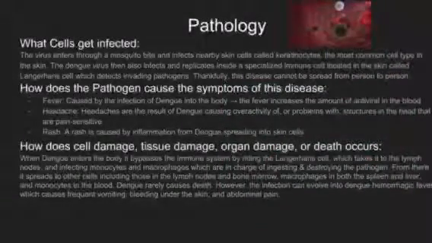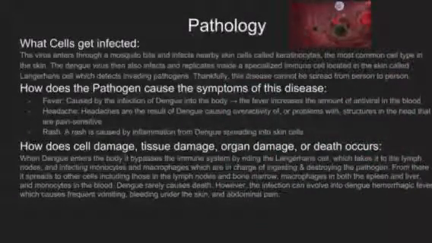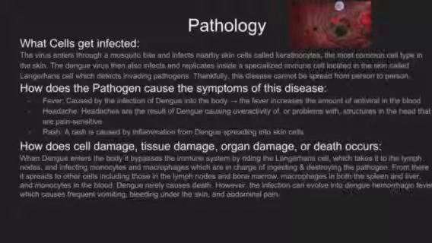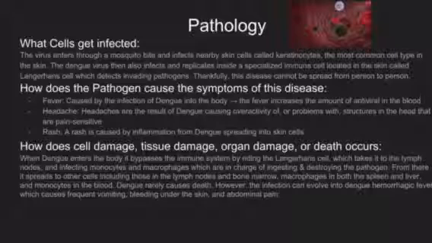What cells get infected? The virus enters through a mosquito bite and infects nearby skin cells called keratinocytes, the most common cell type in the skin. The dengue virus then also infects and replicates inside a specialized immune cell located in the skin called Langerhans cell, which detects invading pathogens. Thankfully, this disease cannot be spread from person to person.